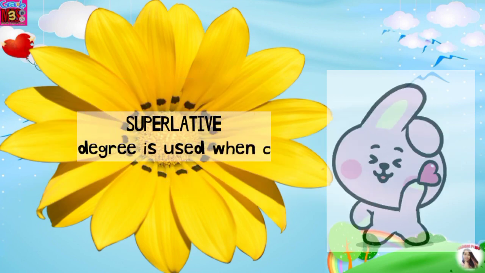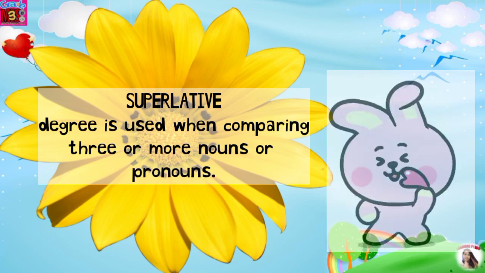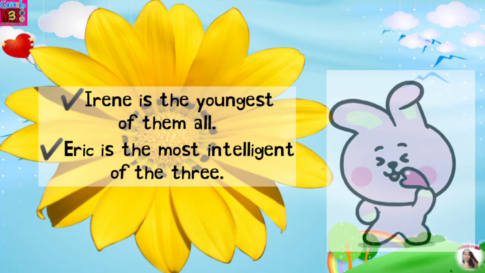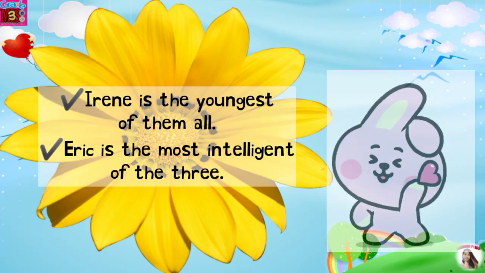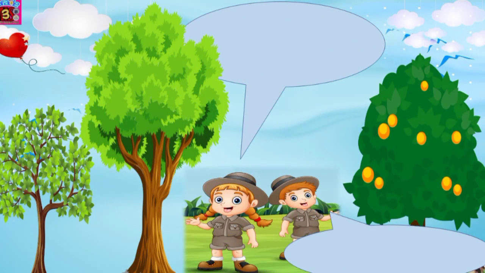The superlative degree is used when comparing 3 or more nouns or pronouns. Example, Irene is the youngest of them all. Eric is the most intelligent of the 3. Now, let us listen and study the following conversation.